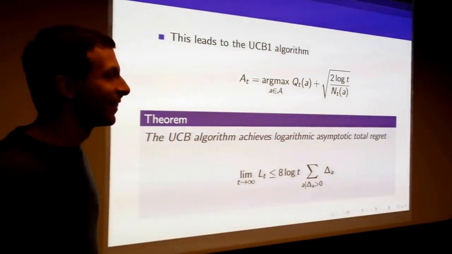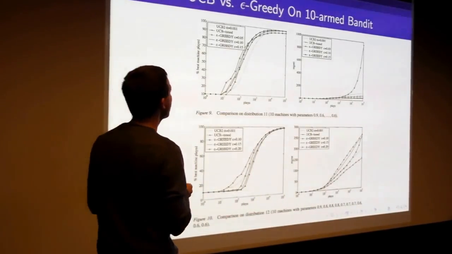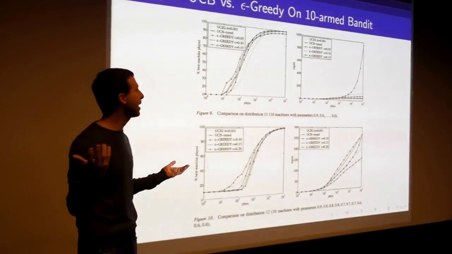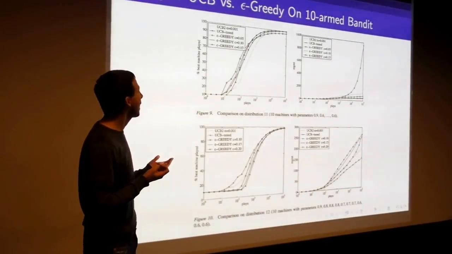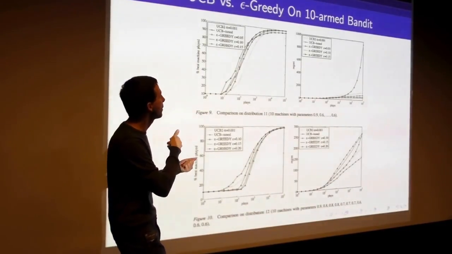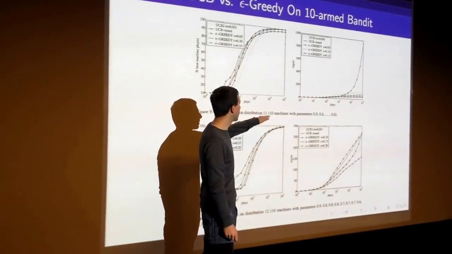Right. Okay. So it's an algorithm. How does it do in practice? This is comparing UCB and epsilon greedy on a 10-armed bandit. And this 10-armed bandit has particular characteristics on the arms, and this is looking at different types of distribution.